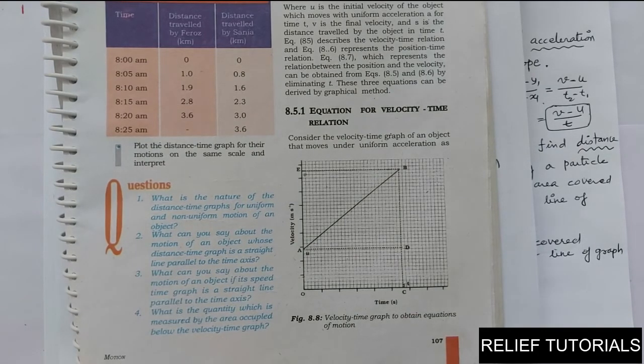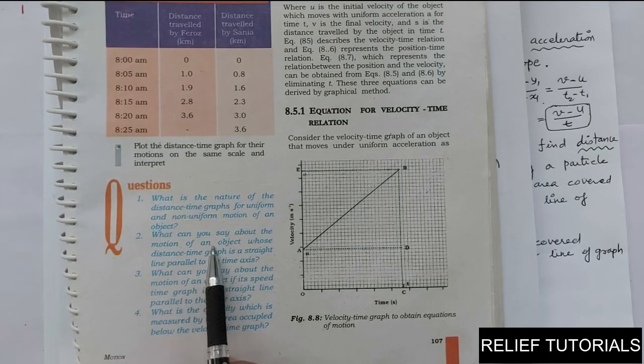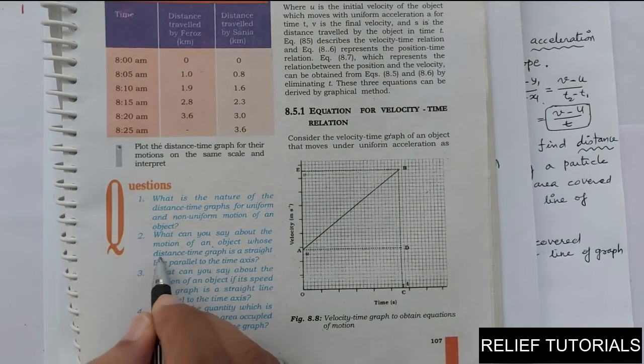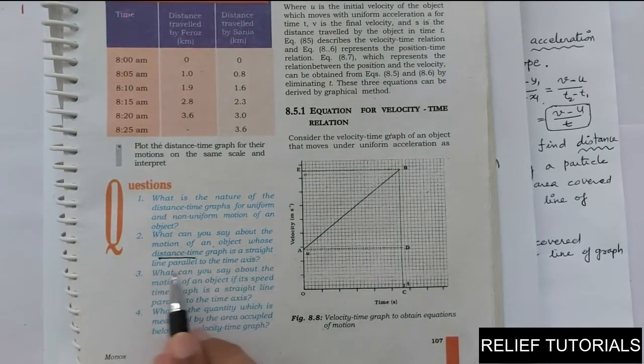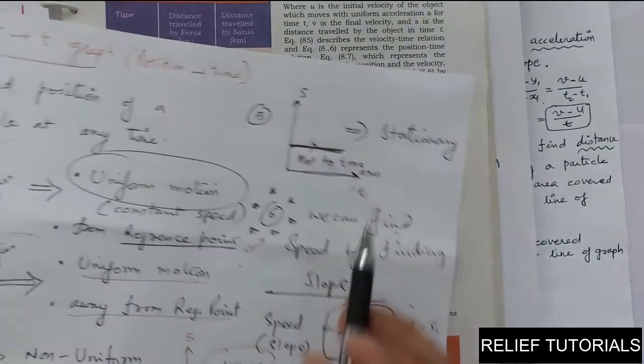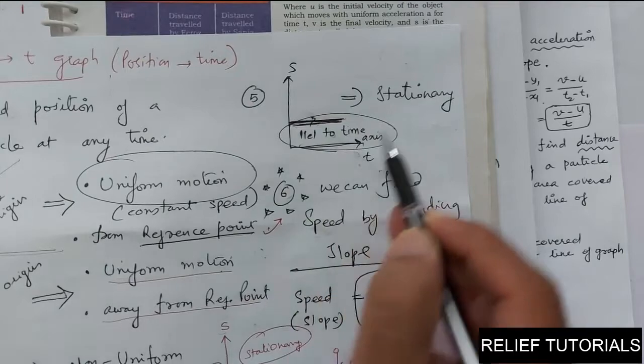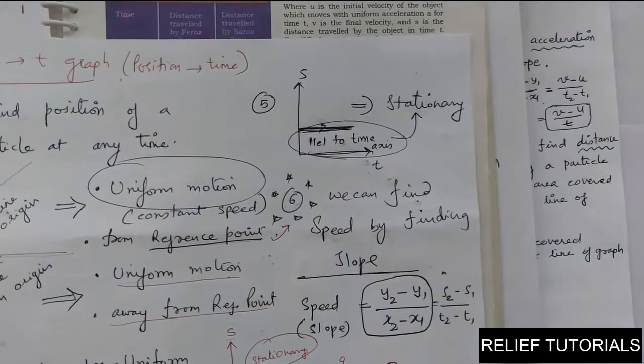Look at the second one. What can you say about the motion of an object whose distance versus time graph is a straight line parallel to time axis? In the distance versus time graph, if the graph is a straight line parallel to time axis, the particle is stationary.